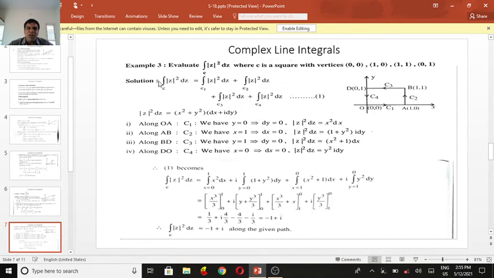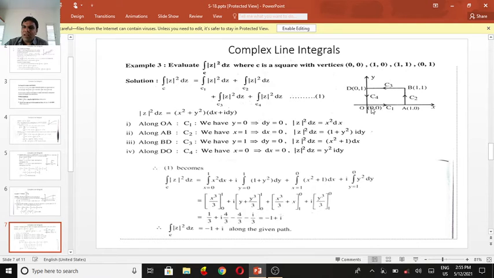So the integral along C is split into four parts: integral of C1 mod z square dz plus integral of C2 mod z square dz plus integral of C3 mod z square dz plus integral of C4 mod z square dz. I call this equation 1. Now mod z square I am simplifying: the absolute value of z square gives the real part, x square plus y square. Again dz is dx plus i dy.